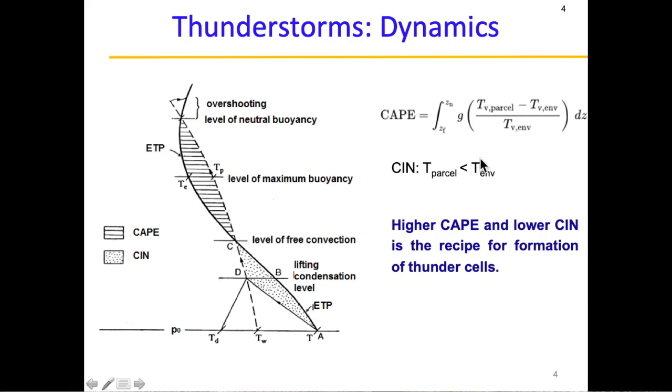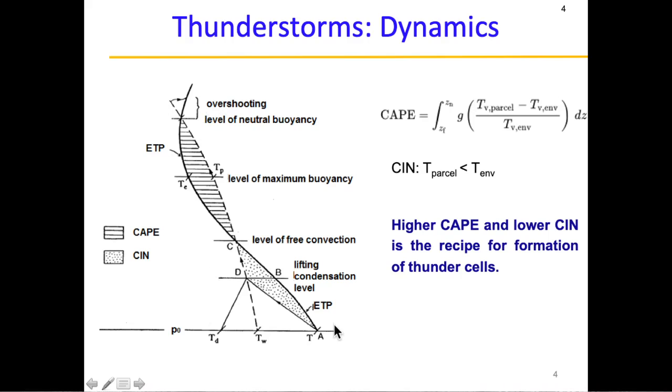So the environment is at a larger temperature than the parcel. So the air parcel, or the moist air parcel which is trying to rise up, doesn't go up because the environment is not allowing it to move up, because the parcel is colder, whereas the environment is warmer. You have to reach a level of free convection above which you can have the CAPE kick in, and that leads to formation of thunderstorms.